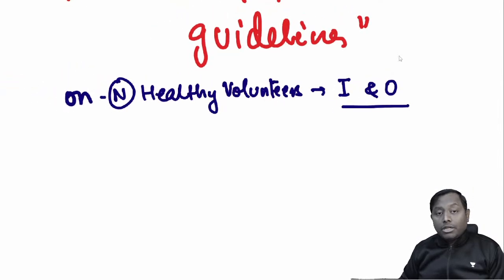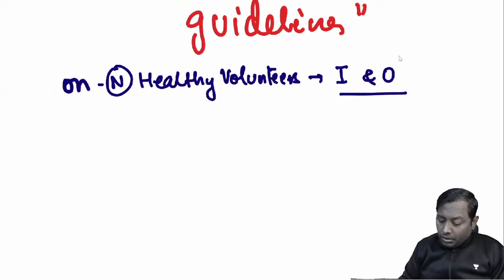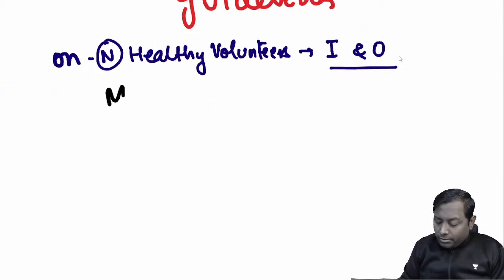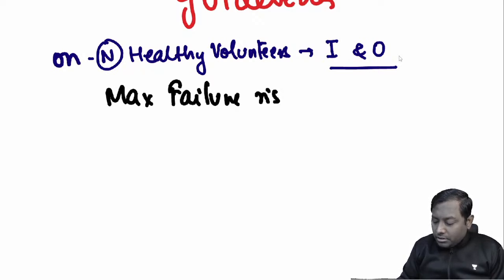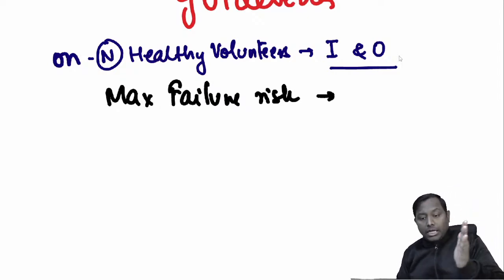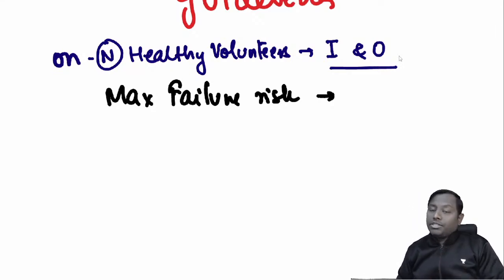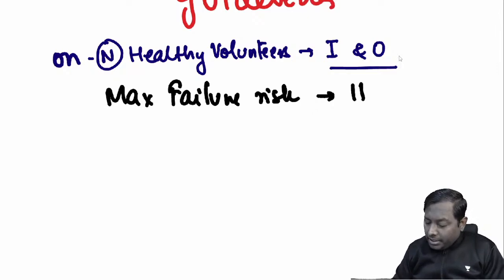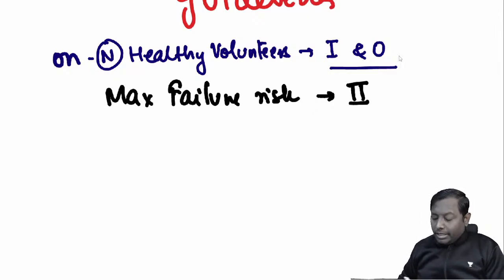Then again, question number 2: maximum failure risk is occurring in which phase? Whatever studies are coming in phase 2 for the very first time, when you are going to expose the drug to the patient, maximum risk of failure will be there. Only 25% is the success rate. How much success rate? 25%. So maximum failure rate will be in the phase 2 clinical trial.